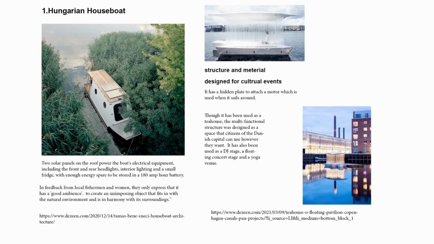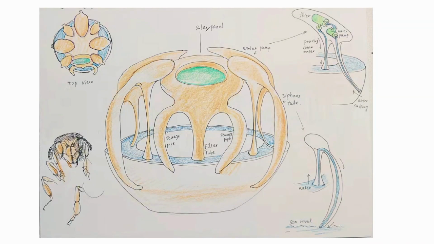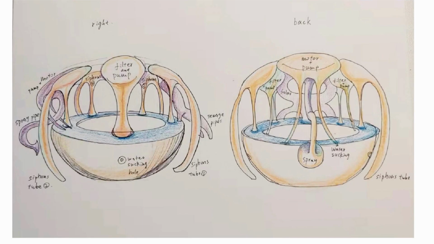And these are the precedents. We focus on the energy way with the solar panels on top of the ship, and the lighting effects and the decoration elements of the plastic tubes. So these are the final drafts of the ship.